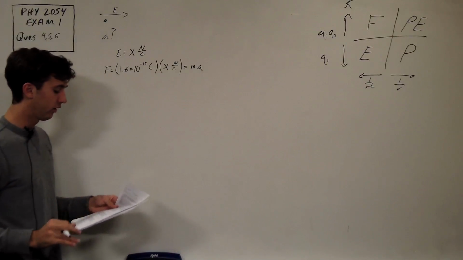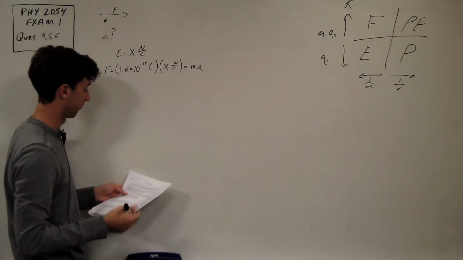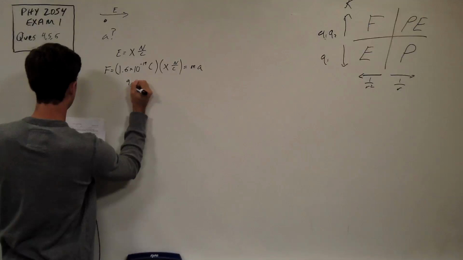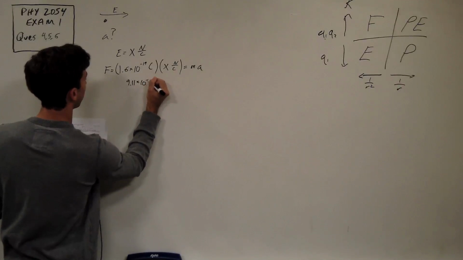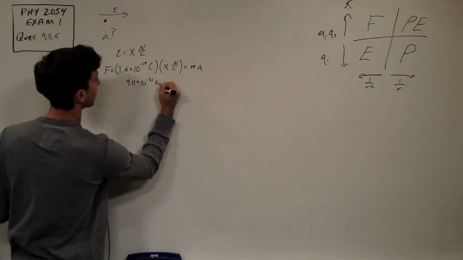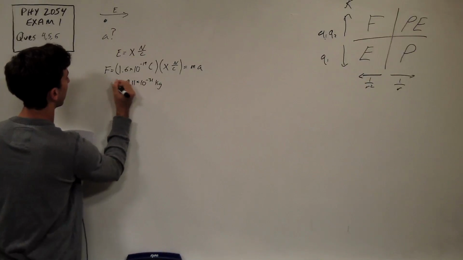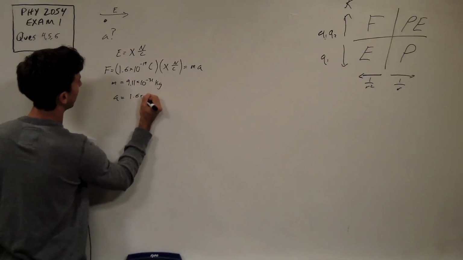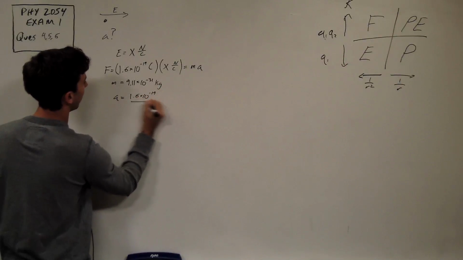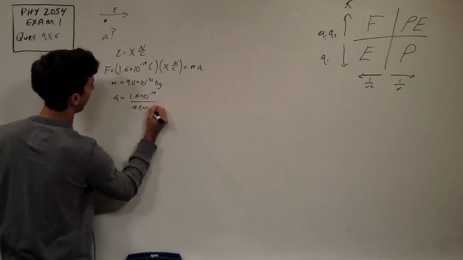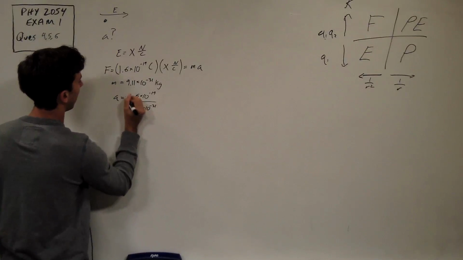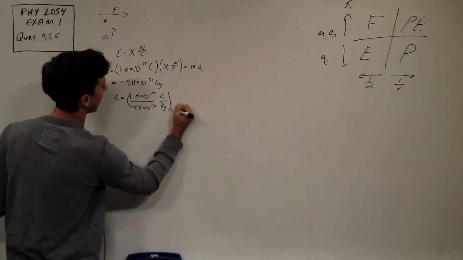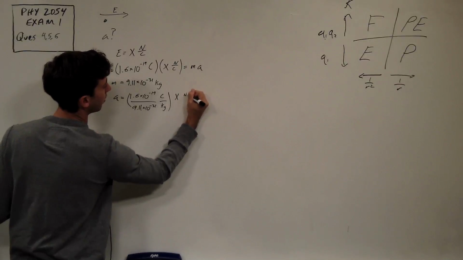If you look at the useful constants at the front of your test, it will tell you what the electron mass is: 9.11 times 10 to the minus 31 kilograms. So acceleration is equal to 1.6 times 10 to the minus 19 over 9.11 times 10 to the minus 31, that's coulombs per kilogram, times x newtons per coulomb.